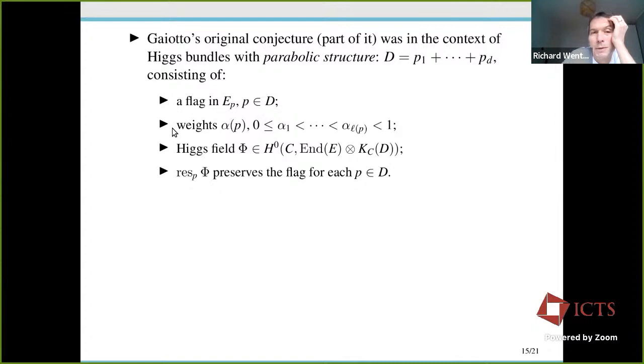And a parabolic Higgs bundle has also a Higgs field, where the Higgs field now is allowed to be meromorphic with simple poles, and with the condition that the residue preserves the flag. So the residue of the Higgs field is a well-defined endomorphism of the fiber, and that endomorphism should preserve the flag.